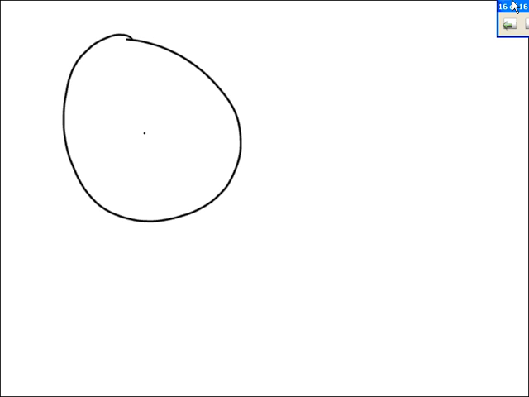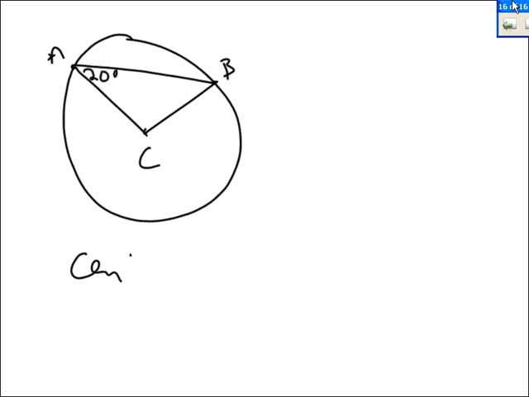So, suppose you're given the following. You're given that's the center. You're given this is A. You're given this is B. You're given this chord. And you're told that this is 20 degrees. And you're asked to find the central angle.